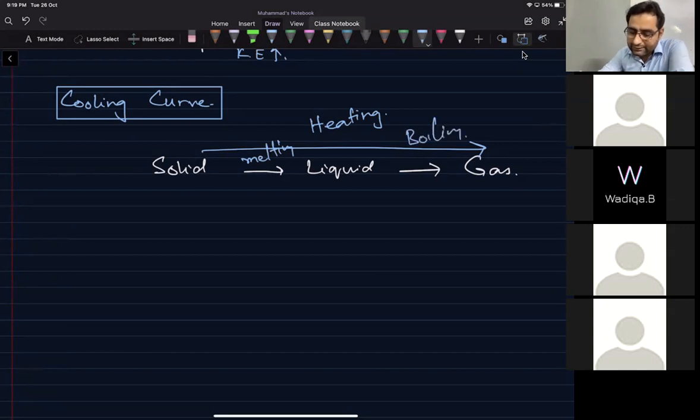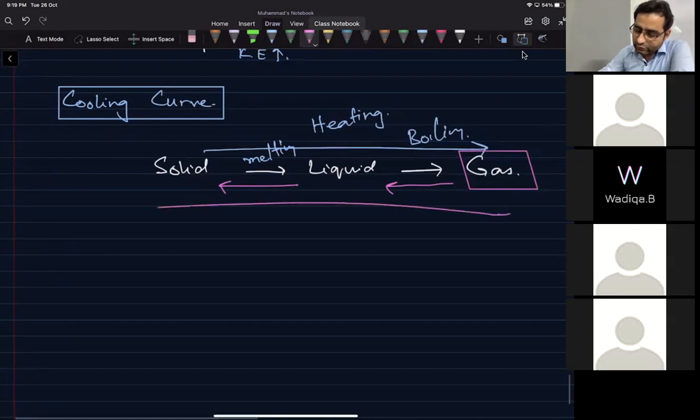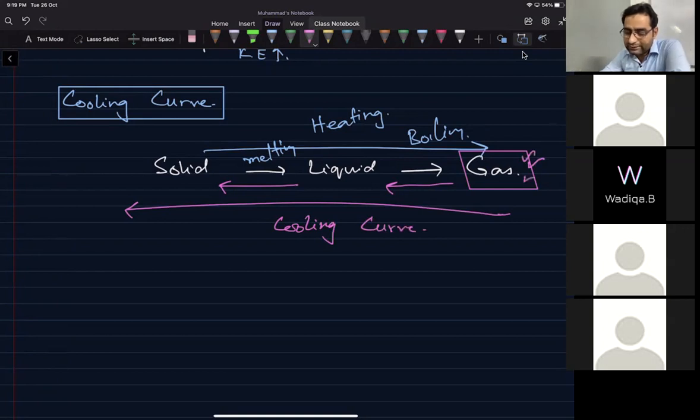But when you cool down a gas, the gas turns into liquid and the liquid turns into solid. So in the cooling curve, you will study these changes: gas converting into liquid and liquid into solid. In the cooling curve, you will cool down a gas, the temperature of this gas will decrease and loss of energy will occur. Your gas will turn into liquid, and the conversion of a gas back into liquid is known as condensation. This is opposite to boiling.